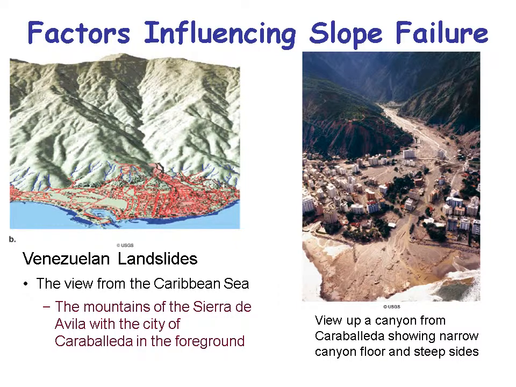Okay, so here's Venezuelan landslides. Venezuela has had some big disasters because of landslides, and the mountains of the Sierra de Avila in the city of Caraballo, I don't know Spanish, Caraballo in the foreground, with the picture on the right of where Caraballo just had mud coming right down that valley, covering most of that part of the city. It's a horrible thing to happen to the city.